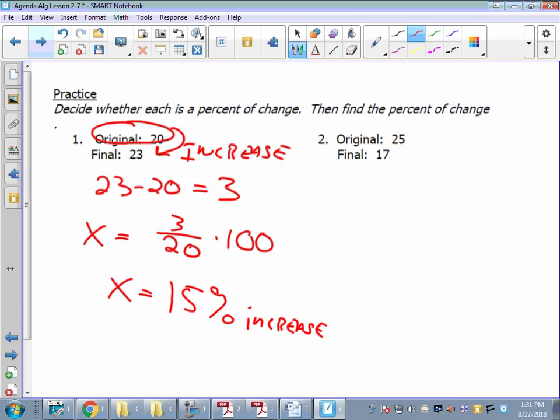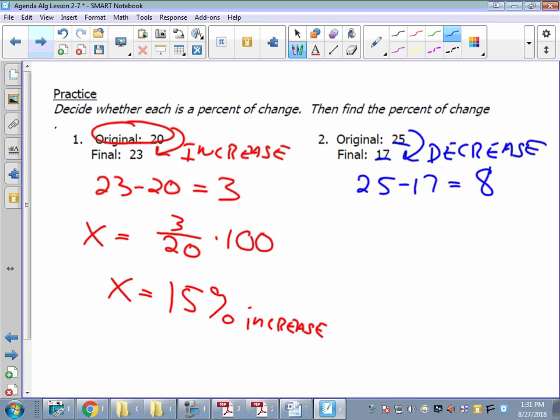Okay, now let's do another one over here when we talk about a decrease. So it was originally 25, now it's 17, so that's a decrease because the amount got smaller. And now what's the difference? So we can take that 25 first again, because we're just trying to find the difference. The subtraction problem, 25 minus 17 is 8.